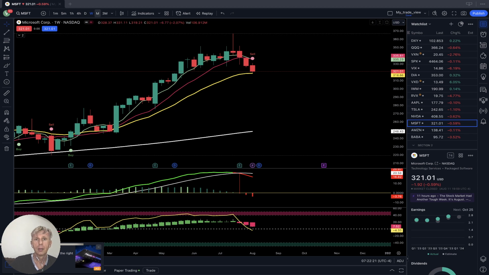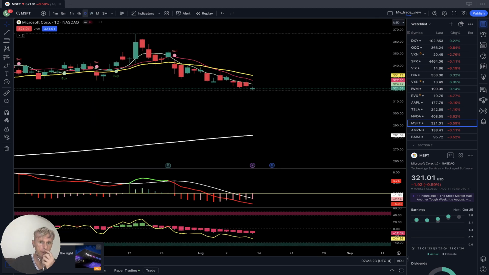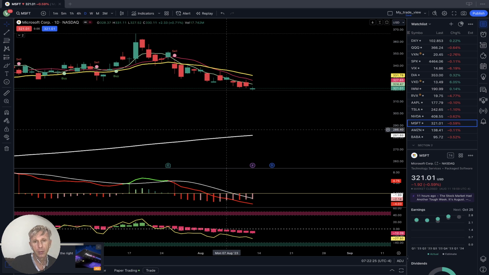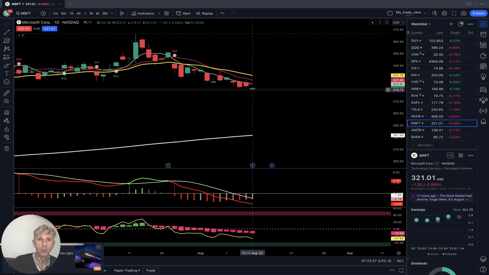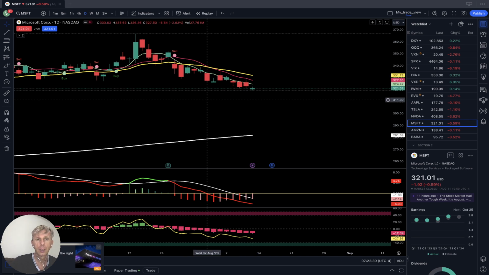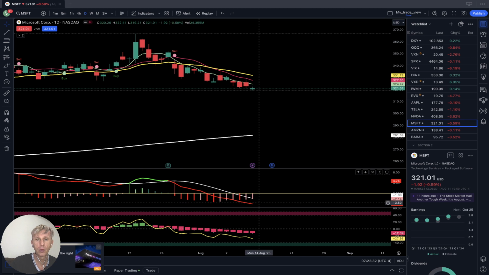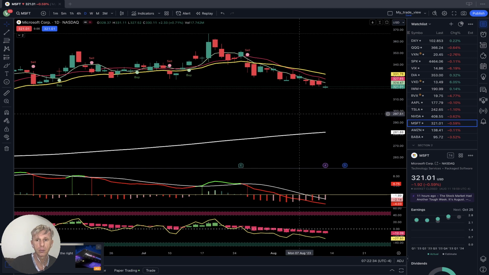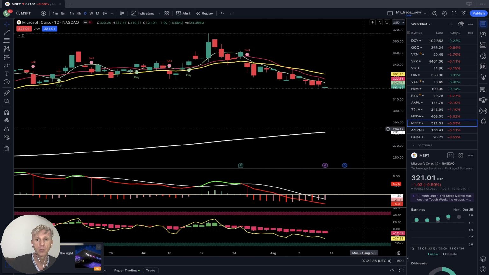Let's check daily. Microsoft bearish trend, right? MA5, 10 and bars below 20. Fully confirmed bearish trend on all indicators for Microsoft. Nothing changed. Bearish trend.